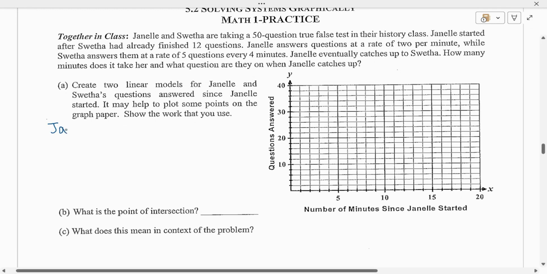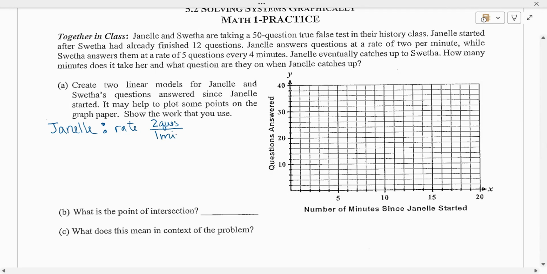Janelle answers questions at a rate of 2 questions per minute. That's over 1 minute. What does the word rate mean? It means slope. Good job. Remember, slope is your change in y over your change in x.